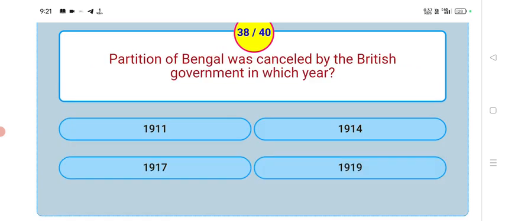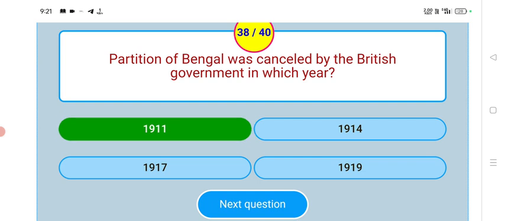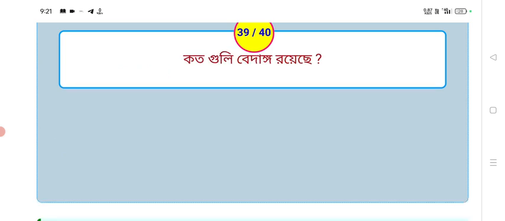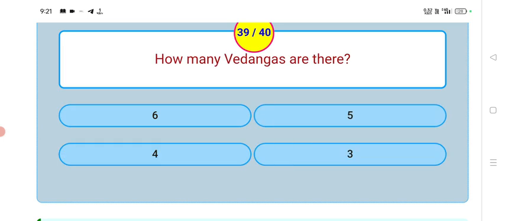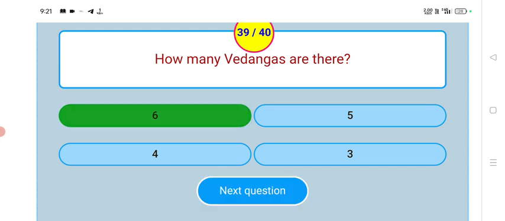Next, Partition of Bengal was cancelled by the British government in which year? Answer, 1911. Next, how many Vedangas are there? Answer, 6. 6 Vedangas are there.